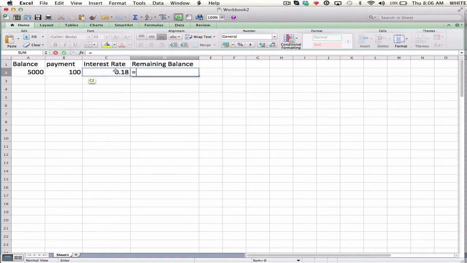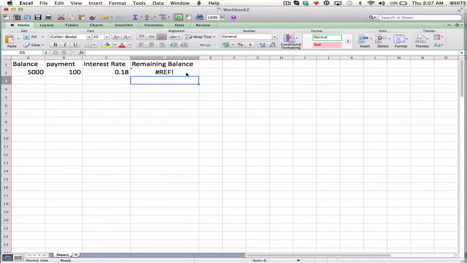We'll be able to change these numbers in a minute, but just for now we need to have them there. So let's go 5,000 or A2 minus my payment. So that takes away my payment, but I need to add what interest adds. So that interest is adding 5,000 times 0.18 or C2 divided by 12. So 0.18 is divided by 12 because that's how many months are in a year.